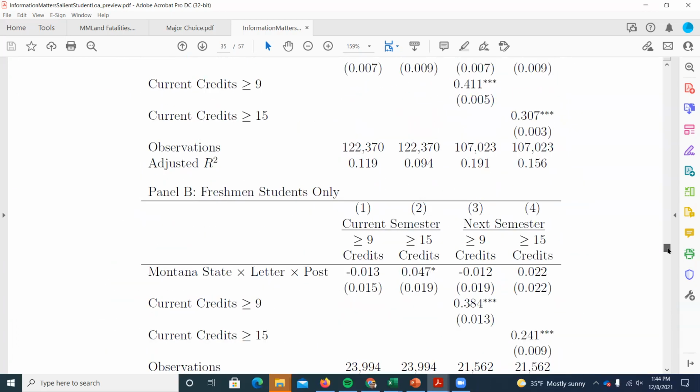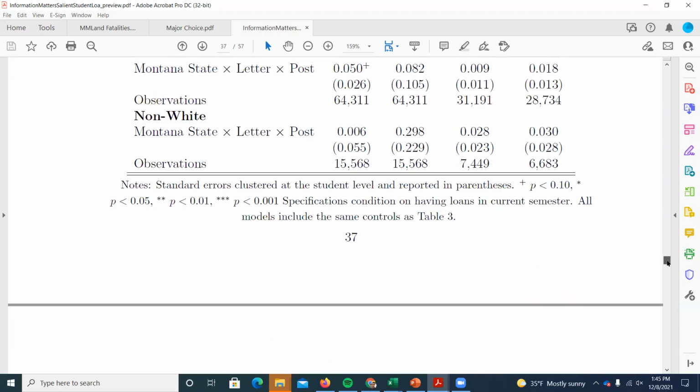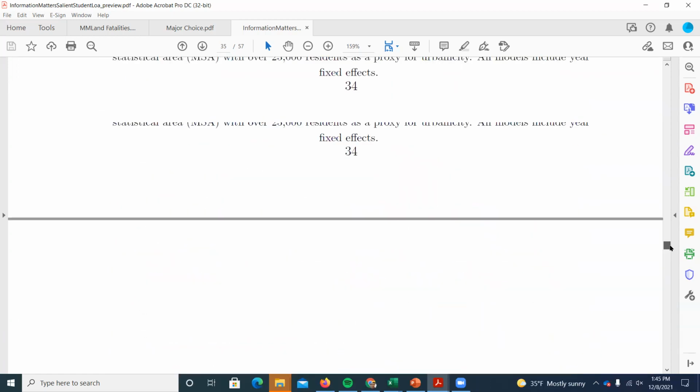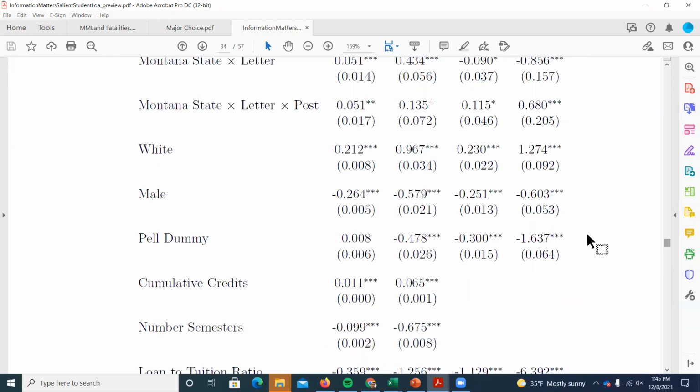I don't think there's anything interesting down here. They did some other stuff. There's nothing much. That's a lot more interesting. That was kind of the last thing I wanted to mention.